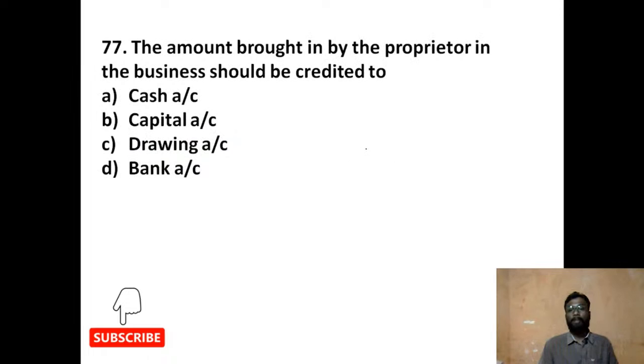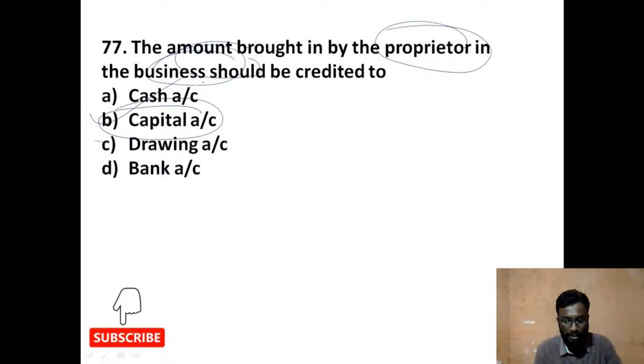The amount brought in by the proprietor in the business should be credited to the capital account. Option B. Perfect, Tirupati, perfect.